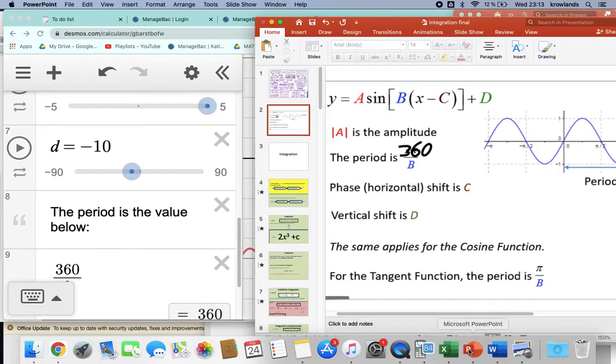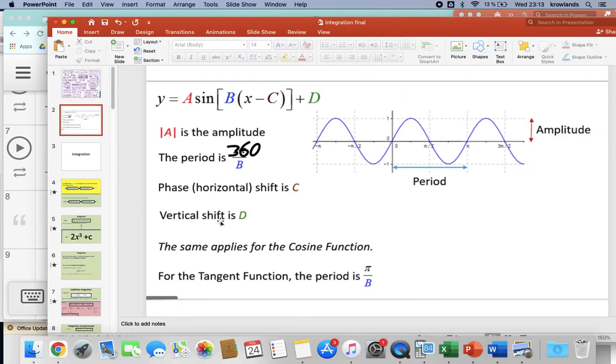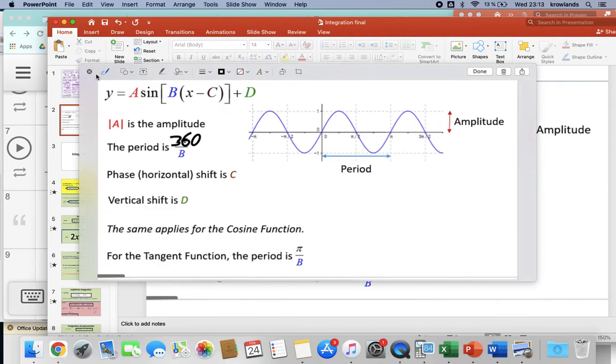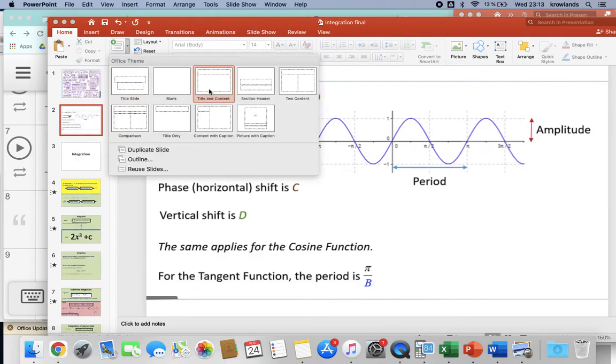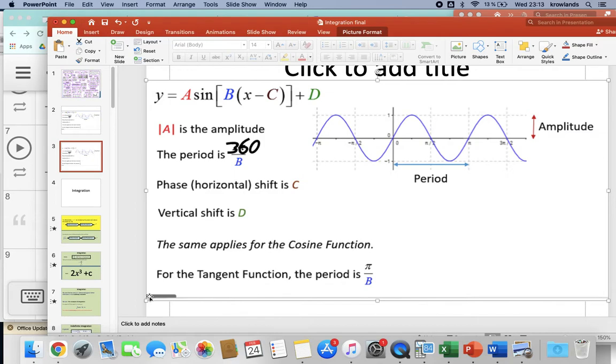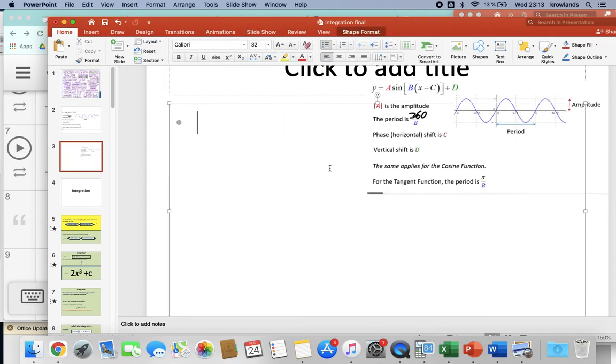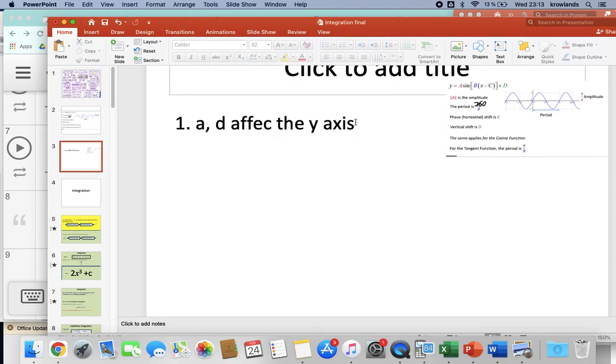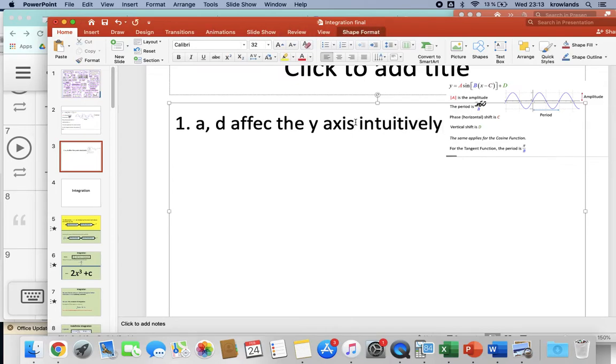Let's think of a bit of a summary. This is a great summary for you to have a look at. I'd pause the video and write about this now. And I might just summarise some of the things I've just talked about, because some of you might find this topic very difficult. If you did extended maths in M5, you would have already covered this topic. So the first point I'd like to make is that the A and the D affect the y-axis, and we would like to say that they affect the y-axis intuitively. It's what you'd expect to happen.